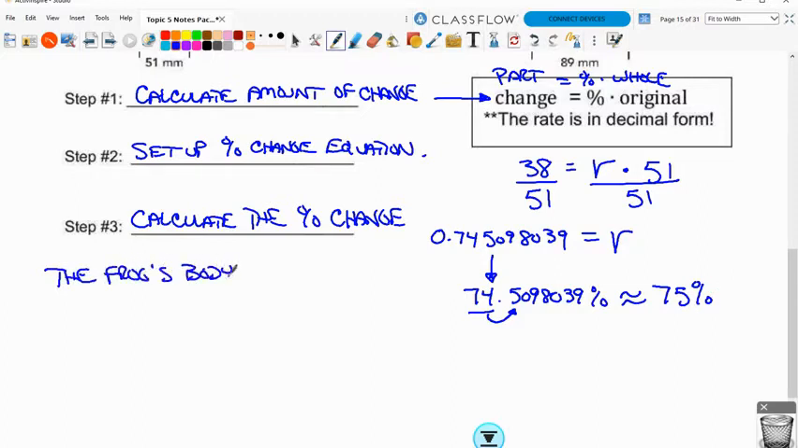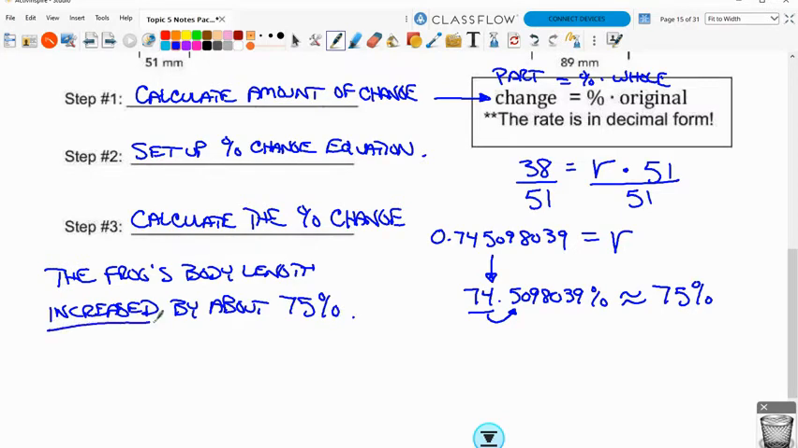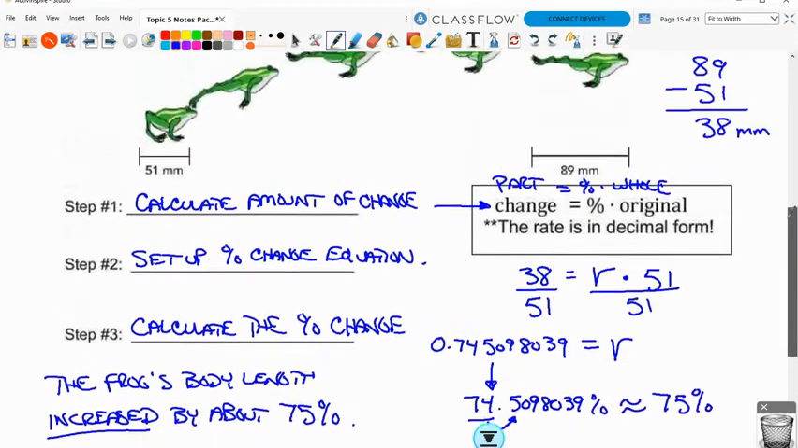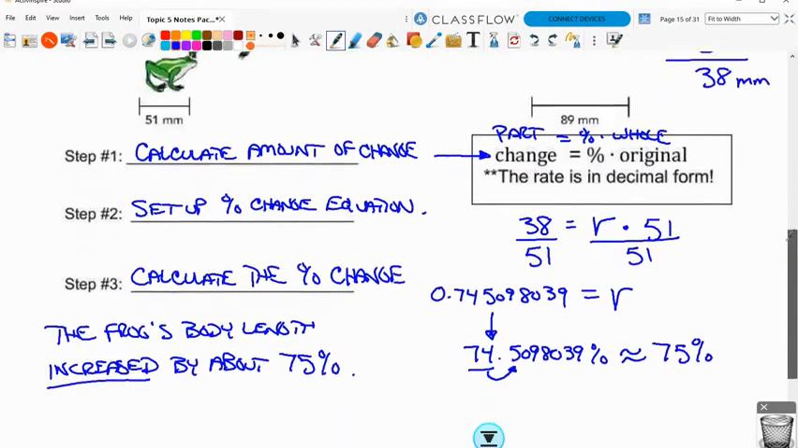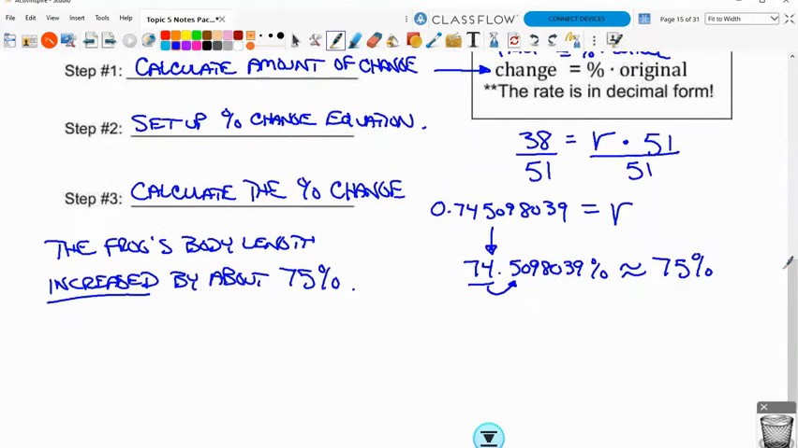So we can say the frog's body length increased by about, because we rounded, by about 75%. So I know my percentage and I've labeled it as an increase because, again, it started at 51, it went up to 89, so that's an increase in body length, so we had a percent increase in this example.